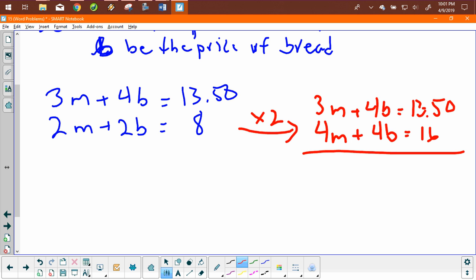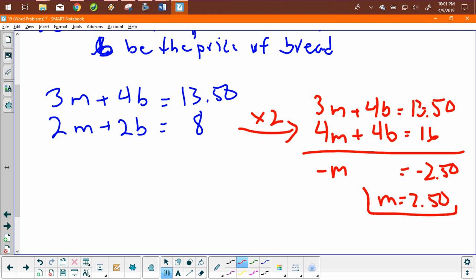Okay. So 3 minus 4, that's negative 1M. 4 minus 4 is gone. 13.50 minus 16 is negative 2.50. Okay, so divide by negative 1, M equals 2.50. So M is $2.50 for milk.